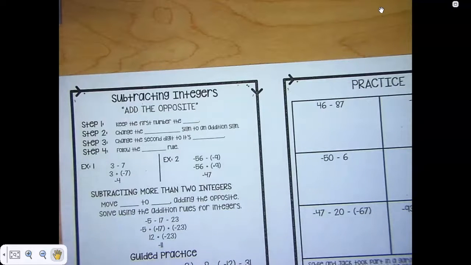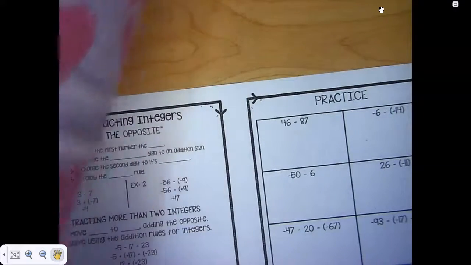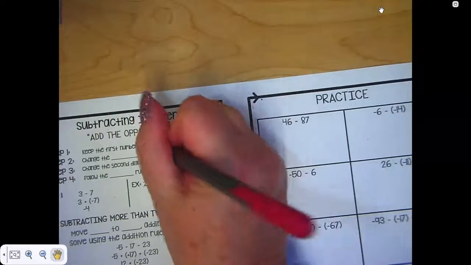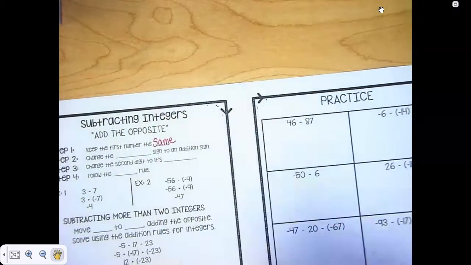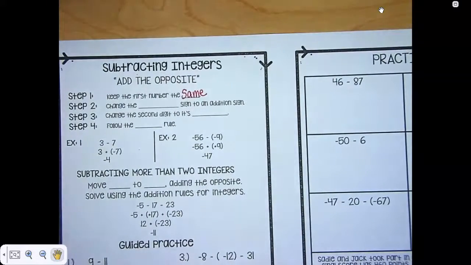All right, subtracting integers is the same thing as you may hear it called add the opposite. Subtracting integers is the same as adding the opposite. We looked at that yesterday. So step one, you're going to keep the first number. The word that goes in this blank is same, S-A-M-E. Step one, keep the first number the same. Christian, we just wrote the word same, S-A-M-E on the line.